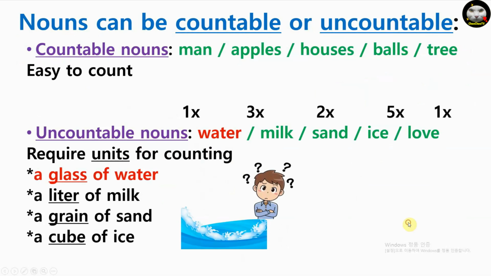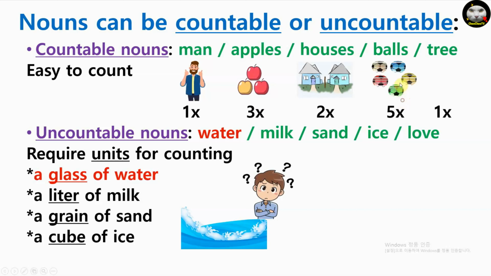And nouns can be countable or uncountable. Countable nouns are easy to count. So, man, one man, easy to count. Three apples, two houses, five balls, one tree.